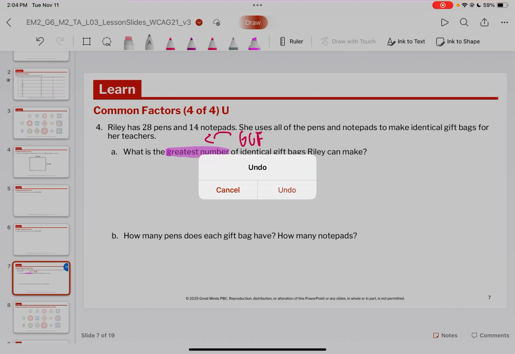No calculators. For 14, don't overthink it. You should know the factors of 14. There's not many.